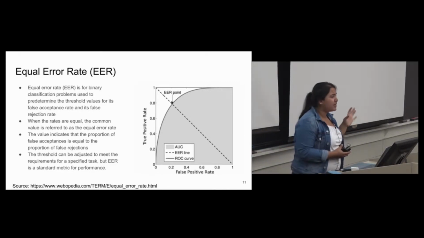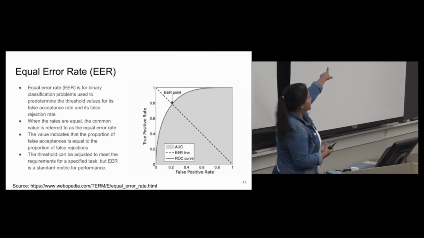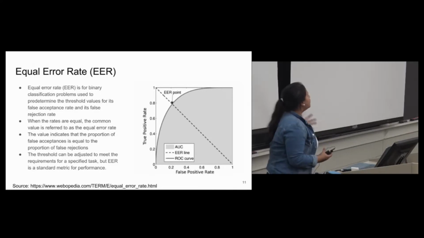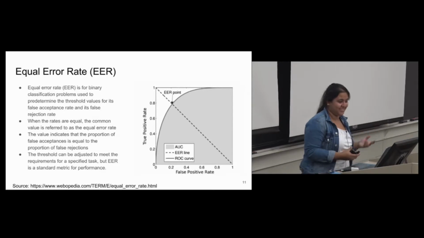So in your homework, if you get a value of 0.5, that's absolutely random, because you'll see it somewhere in the middle, right? So the lower your EER, the better it is, all right?